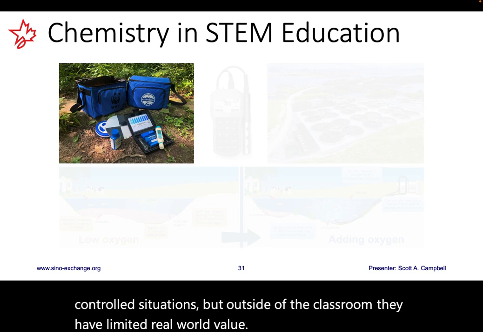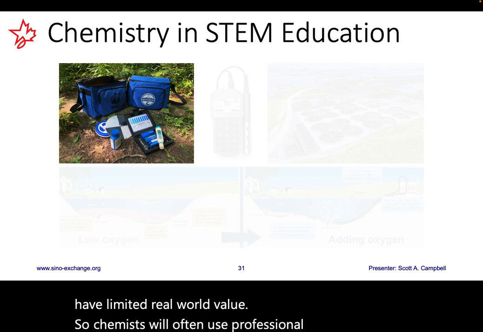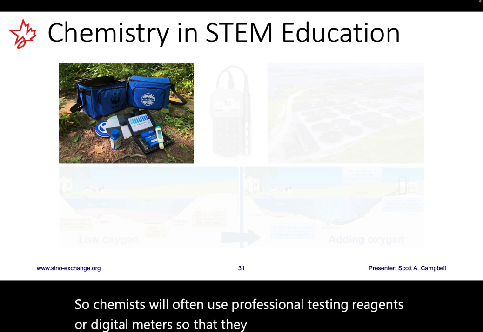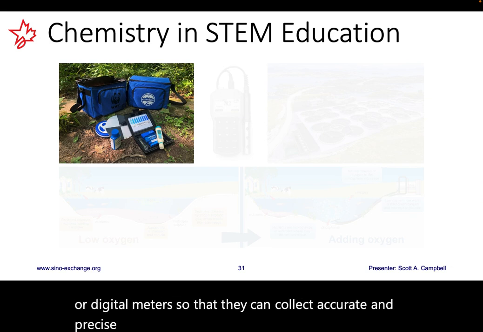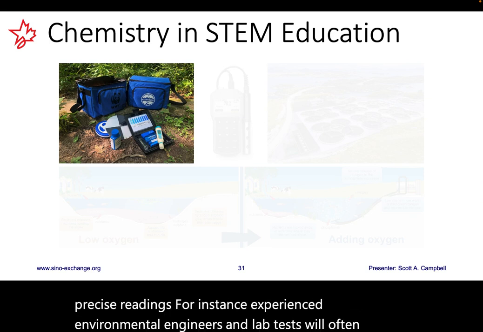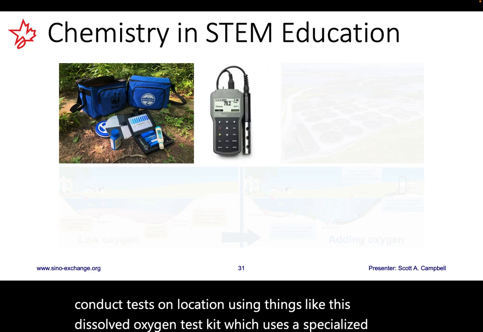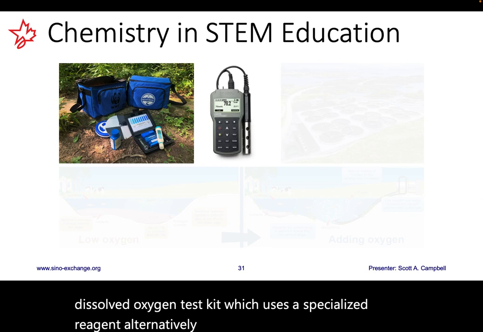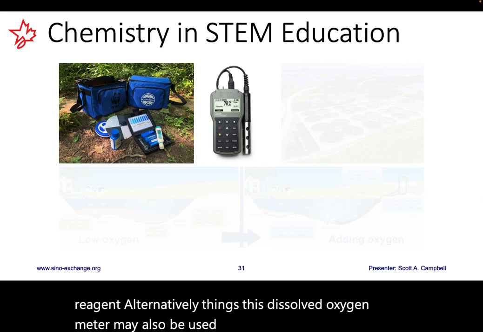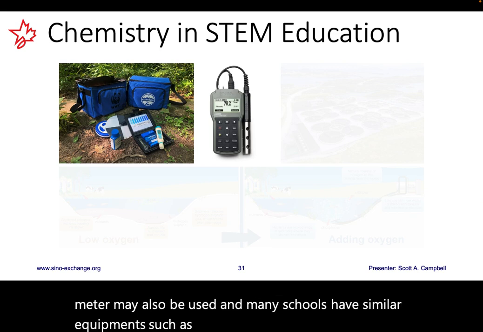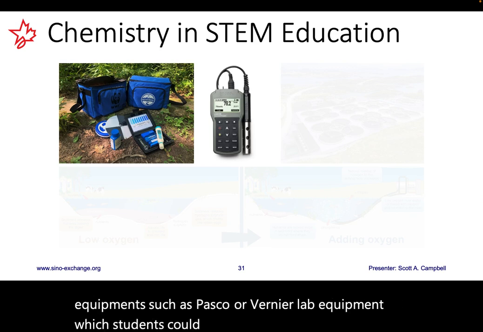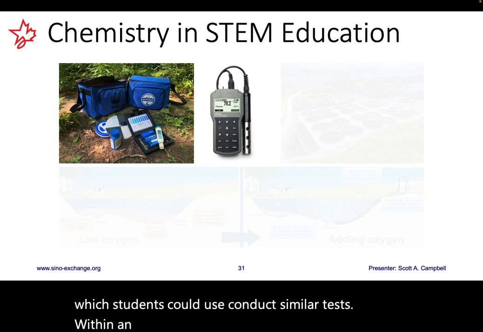So chemists will often use professional testing reagents or digital meters so that they can collect accurate and precise readings. For instance, experienced environmental engineers and lab techs will often conduct tests on location using things like this dissolved oxygen test kit, which uses a specialized reagent. Alternatively, things like this dissolved oxygen meter may also be used. And many schools have similar equipment such as Pasco or Vernier lab equipment, which students could use to conduct similar tests within an educational setting.